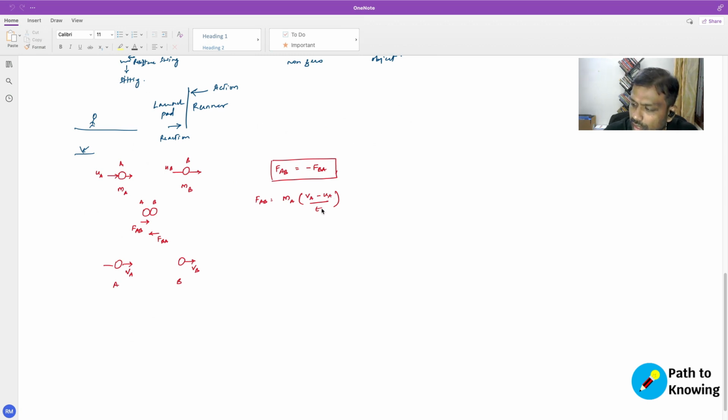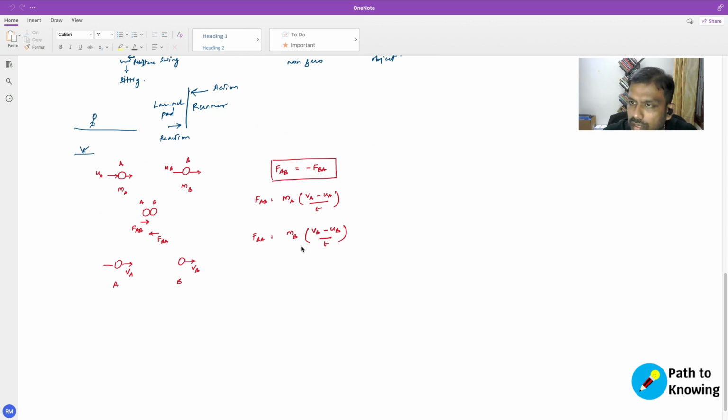Similarly, FBA is going to be equal to MB times (VB minus UB) over T, right? And T is that brief period of time when they had actually collided, when they were in touch, so when the force had actually acted, when the action and reaction had happened. That is the time T. Now, if you equate these two, you know that this T is a common denominator, so we can ignore it. Now, let's see what happens.